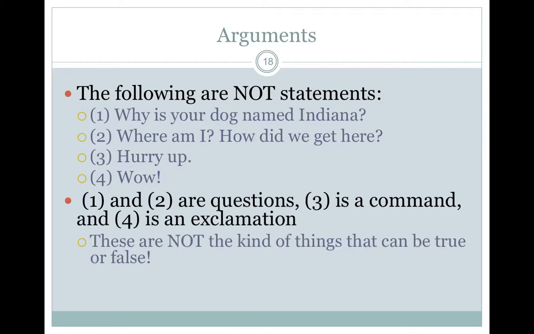And since they're not statements, they're not the kinds of things that can be true or false. I mean, think about it. If I say, hurry up, that's not true or false. It doesn't have a truth value.